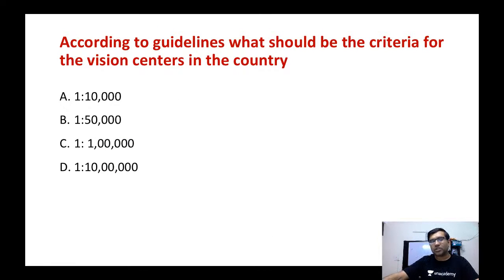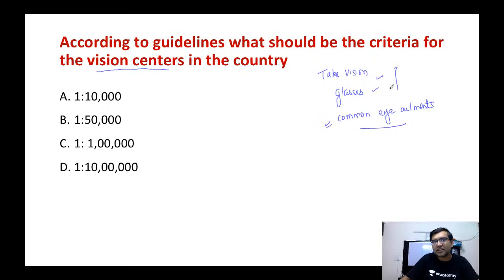According to the national guidelines, what should be the criteria for the vision centers in the country? Now, what is the meaning of vision centers? A vision center basically takes the vision and gives the glasses, the power of glasses. Also, they deal with common eye ailments like red eye and chalazion. These are common eye ailments which they can treat, and if you feel that something requires more intervention, you refer it to the district hospital.